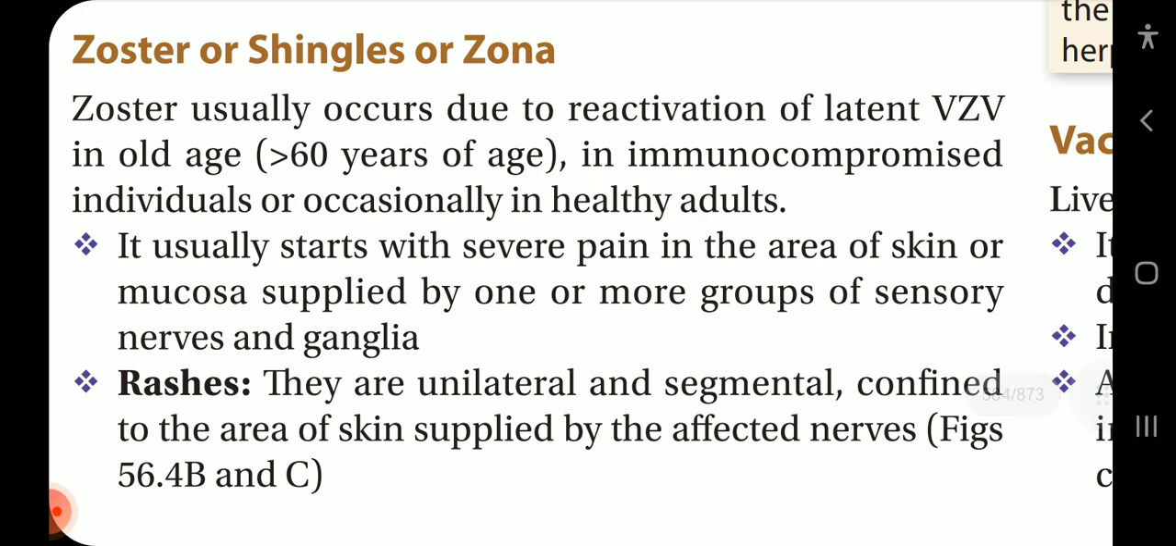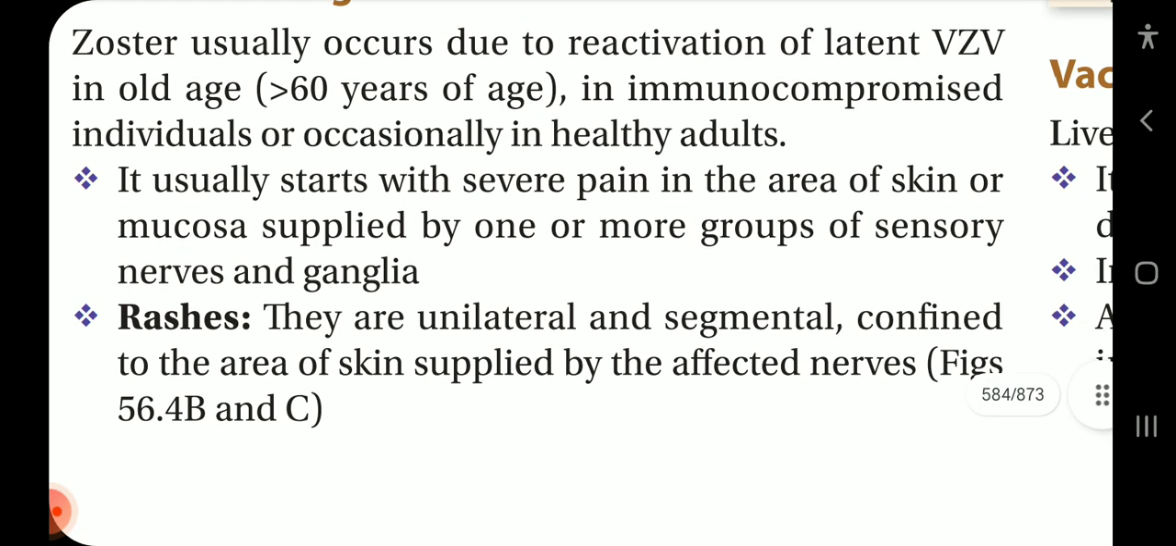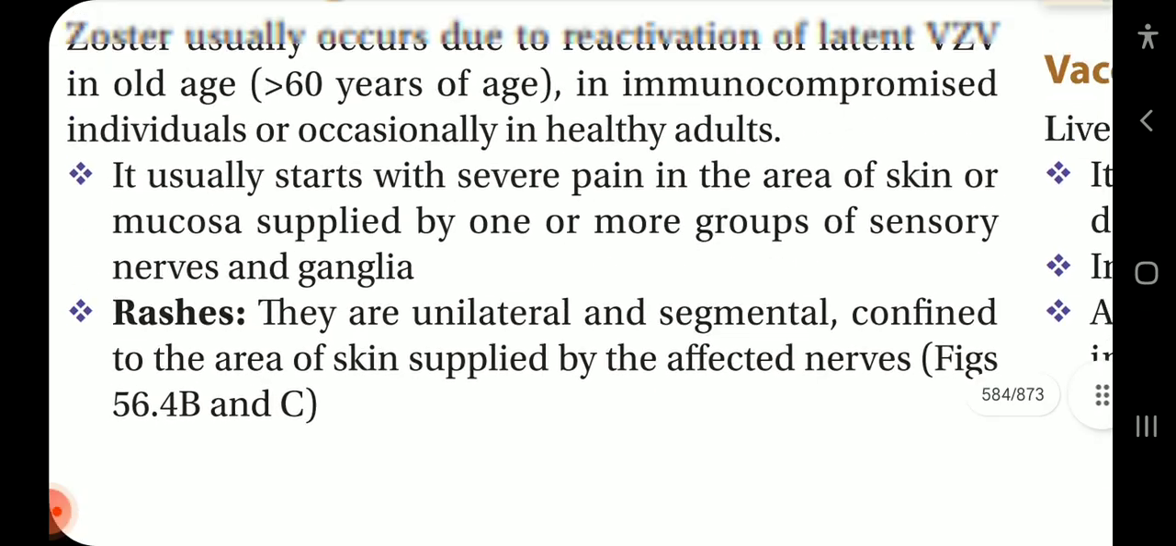Zoster or shingles or zona. Zoster usually occurs due to the reactivation of latent VZV in old age, more than 60 years of age, in immunocompromised individuals or occasionally in healthy adults. It usually starts with severe pain in the area of skin or mucosa supplied by one or more groups of sensory nerves and ganglia. Rashes: they are unilateral and segmental, confined to the area and skin supplied by the affected nerves.